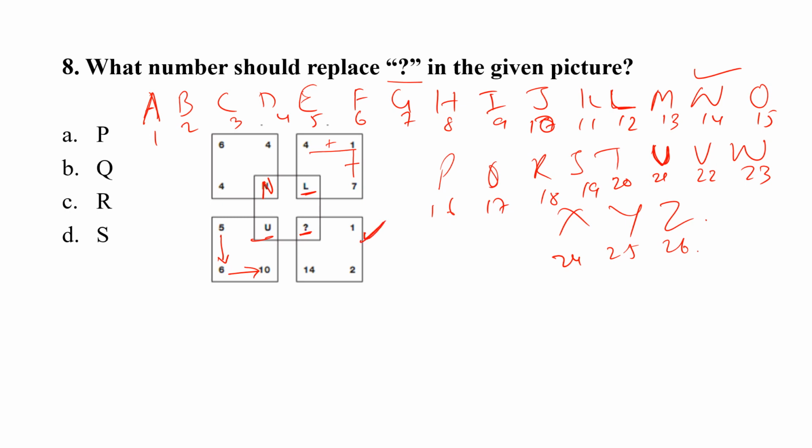figure number 4. So we will add 14 plus 2, 16. 16 plus 1, 17. So 17 corresponds to Q. Therefore, the correct option here is option B, that is Q.